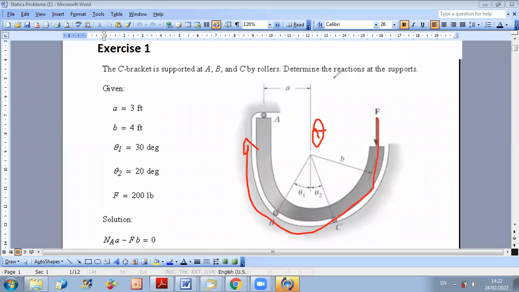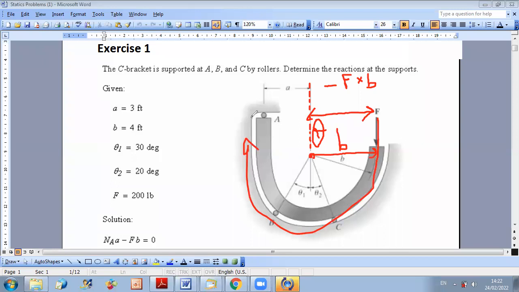Since you selected the counterclockwise as positive, it's minus F times the perpendicular distance from O to the line of action of your force. The line of action of my force is vertical, so the distance will be the distance between these two lines, and as you can see in the figure, this distance is equal to B. So I should multiply F by B to get its moment about O, and this moment is negative because it's rotating clockwise.